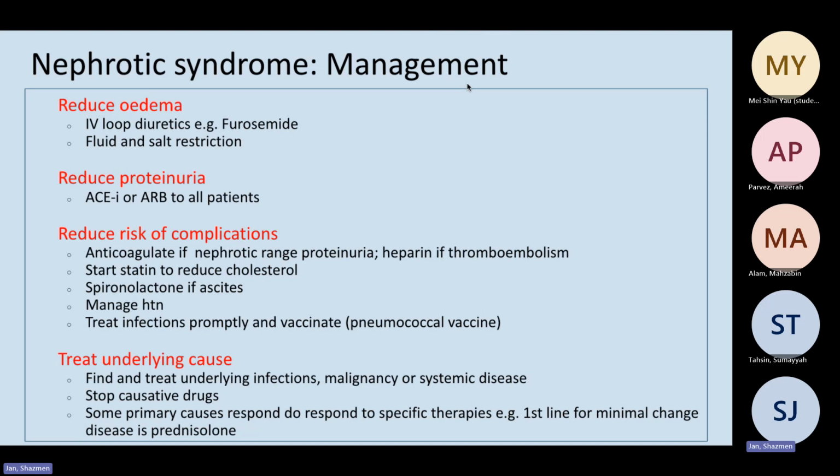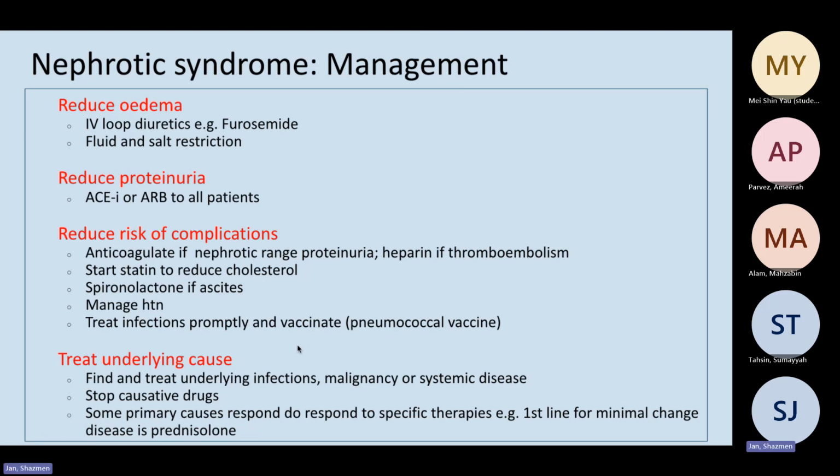Okay, yep. So a second thing you do is reduce the proteinuria. You can give ACE inhibitors or ARBs, and this is what you'd give to all patients. You'd also want to reduce their risk of complications. As I said before, there is a risk of thromboembolism, so if they have nephrotic range proteinuria, you would anticoagulate them, and then if they develop thromboembolism, heparinize them.